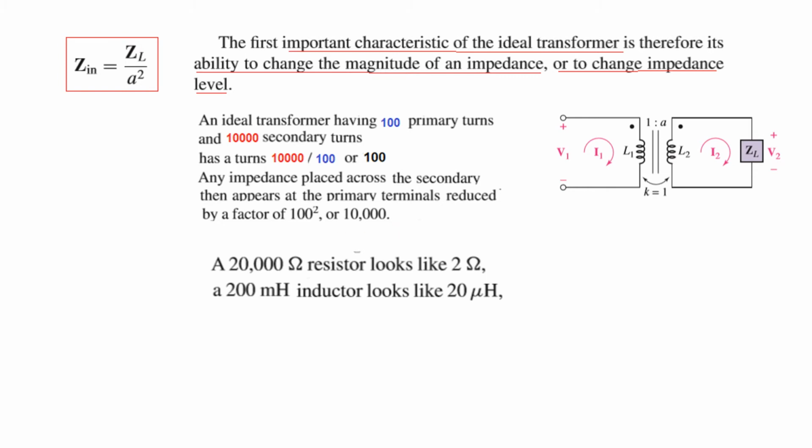So if we had a 20,000 ohm resistor connected here, then that will appear to be 2 ohms in the primary. So you can see how much is the reduction. Similarly, if we have a 200 millihenry inductor here, this will appear here as 20 microhenry, and same for the capacitor. A 100 picofarad capacitor looks like 1 microfarad.